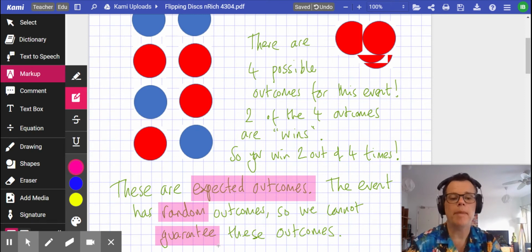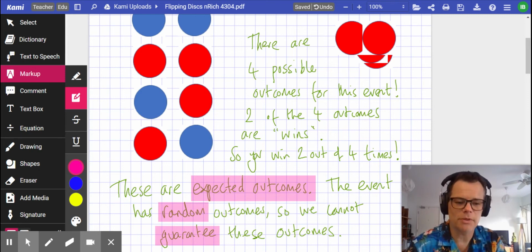These are expected to happen, but there's a random event and we cannot guarantee these. So we'd expect you to roughly win about half of the time. So if you played the game 10 times, you'd expect to win about 5. You wouldn't be guaranteed to win 5. There's a random element of chance. There's another word for you, a random element of chance.